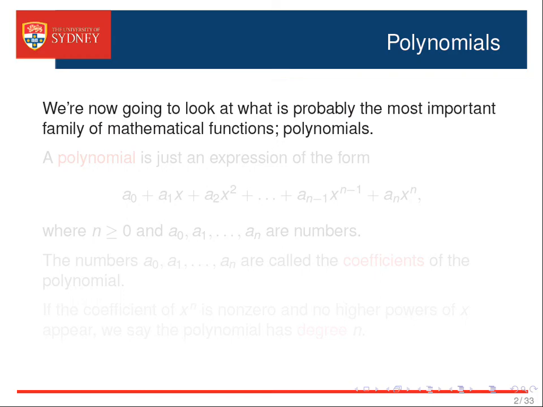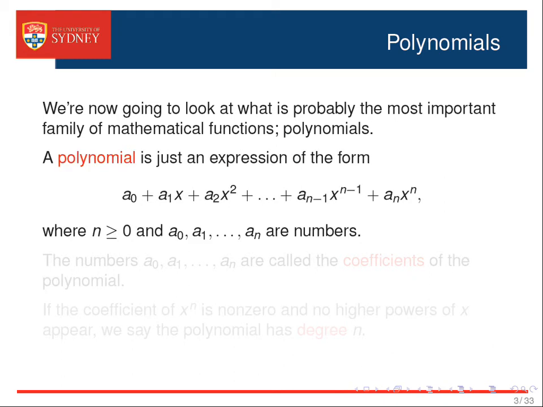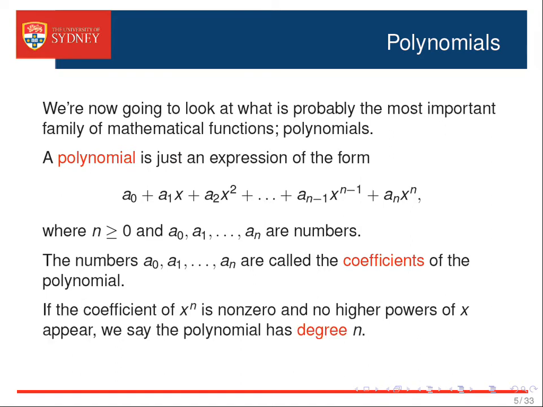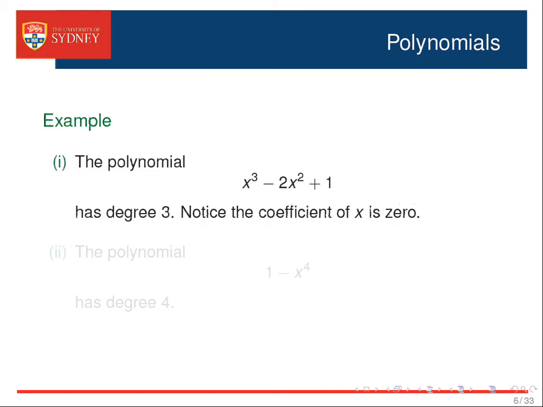Polynomials are the most important family of functions in mathematics. You've seen polynomials before. They're just sums of powers of some indeterminate x with numbers in front of them. The numbers in front of the powers are called the coefficients of the polynomial, and the largest power of x which appears in the polynomial is called its degree. For example, this polynomial has degree 3.